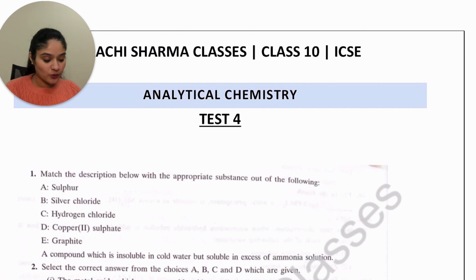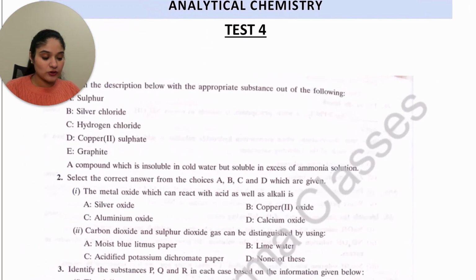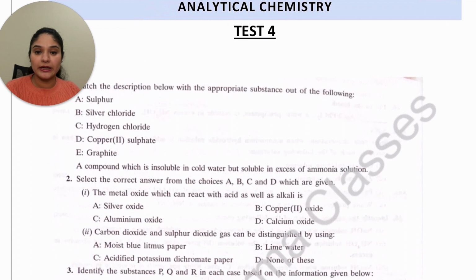So the first question is, match the description below with the appropriate substance out of the following. You have sulfur, silver chloride, hydrogen chloride, copper sulfate and graphite. And the definition given to you is a compound which is insoluble in cold water but soluble in excess of ammonia solution. So the answer for that should be silver chloride.